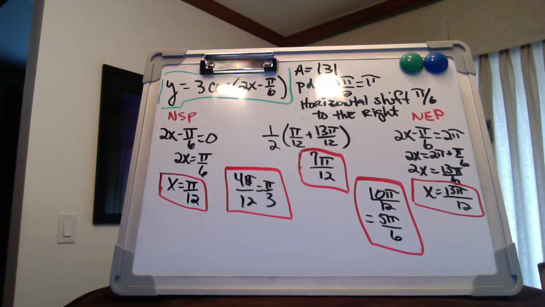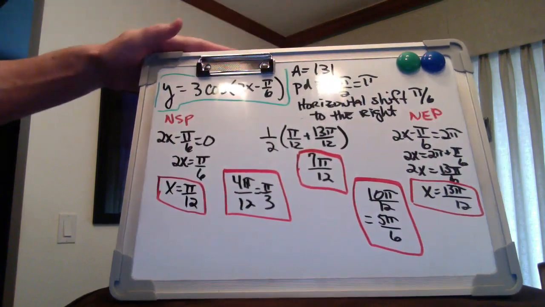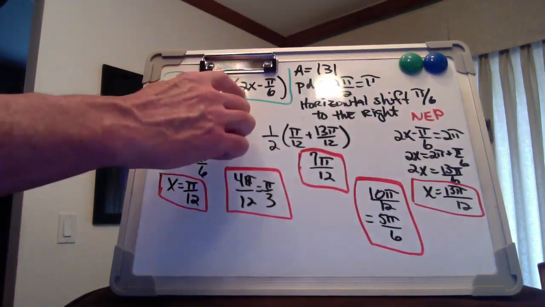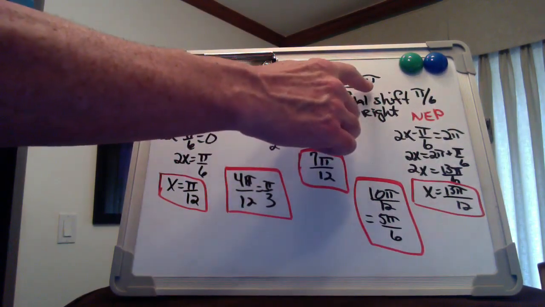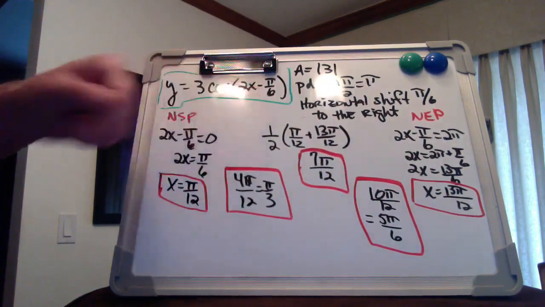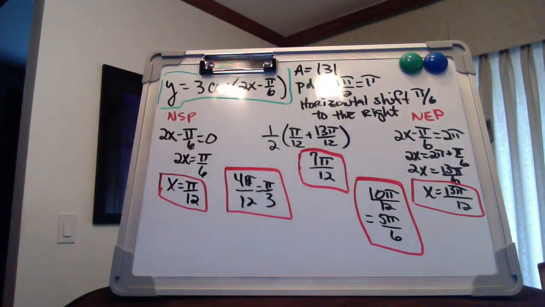But if we start at the very beginning, the amplitude is 3, so that means my high point is 3, low point is -3. I take the coefficient of x here, I divide that by 2 pi, so I know the length of my period is pi. Again, it's shrinking. And the minus pi over 6 translates to a horizontal shift pi over 6 to the right.